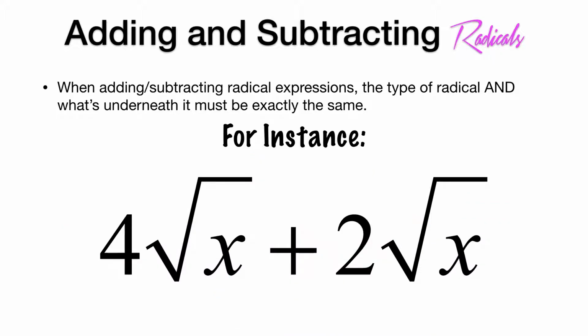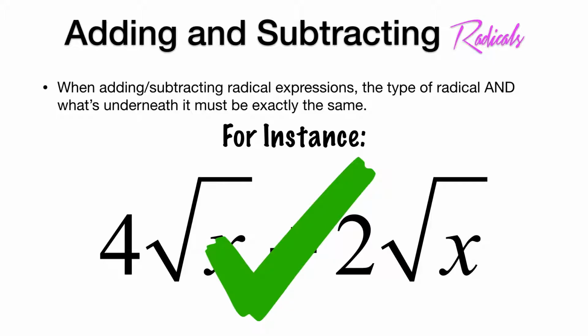So now let's look at this one. 2 square roots of x plus 4 square roots of x plus 2 square roots of x. Notice they're both square roots of x, which means that's right, it works. In this case, the answer would have been 6 square roots of x.